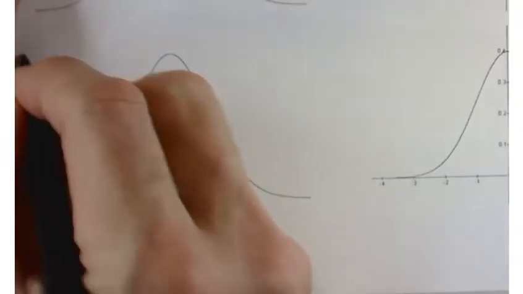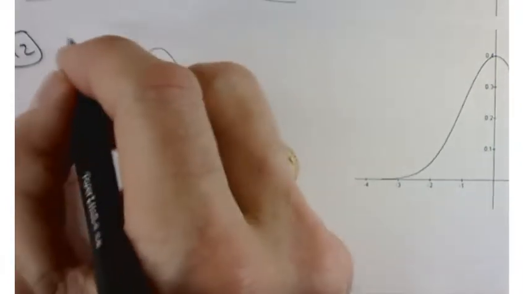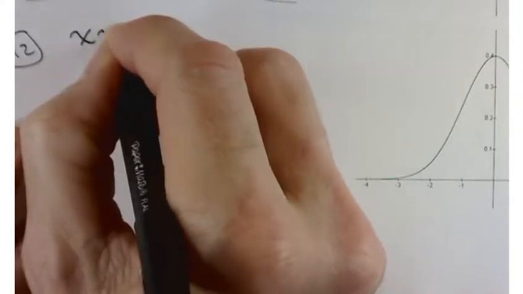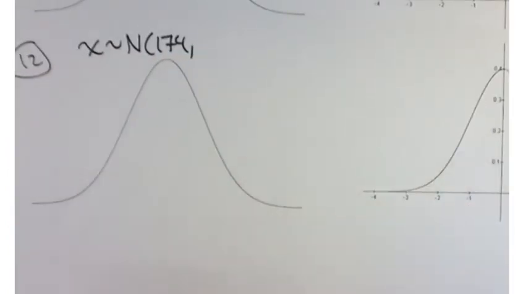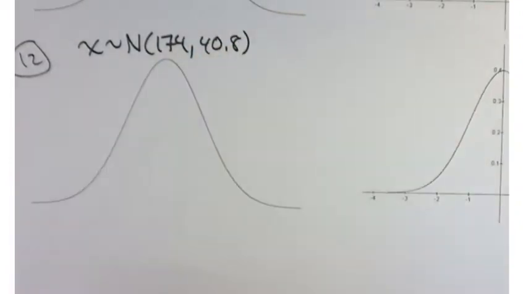All right, so problem number 12 here. We're going to assume that we have a population which is distributed with a mean of 174 and a standard deviation of 40.8. Boy, that's huge. You think about that: 40.8.